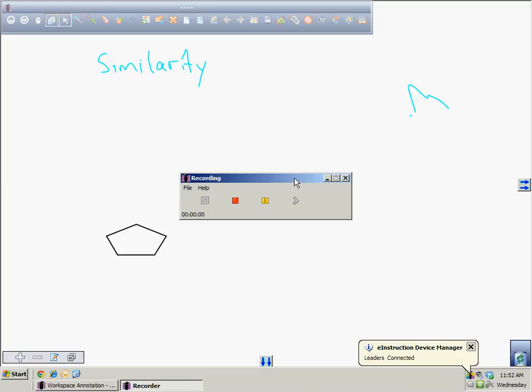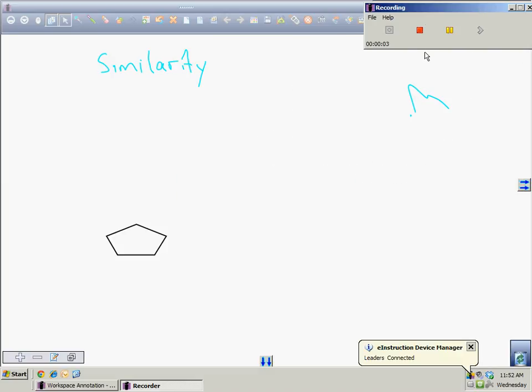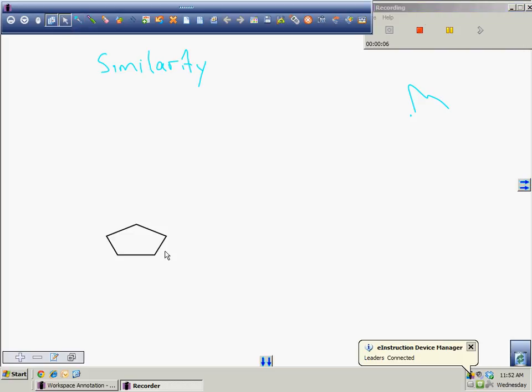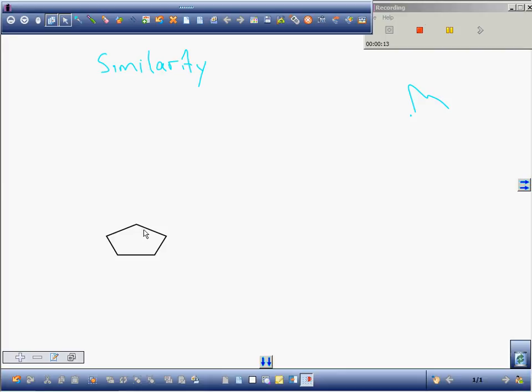Similarity, boys and girls, means that figures are... Who can tell me what similarity means? If two figures are similar, what? They look the same. They look the same. Very good, Deanna.